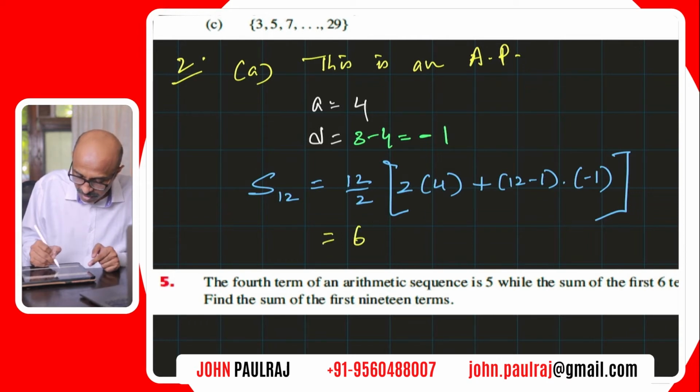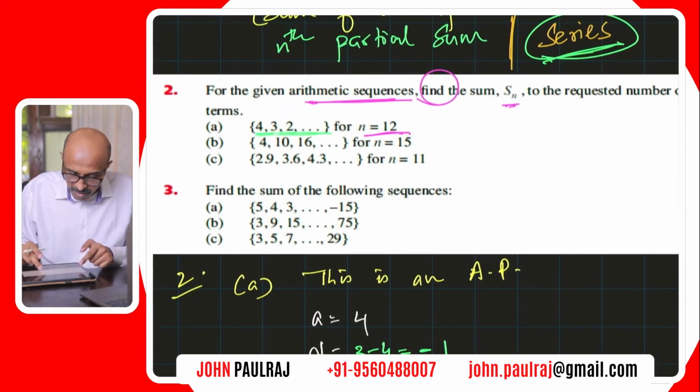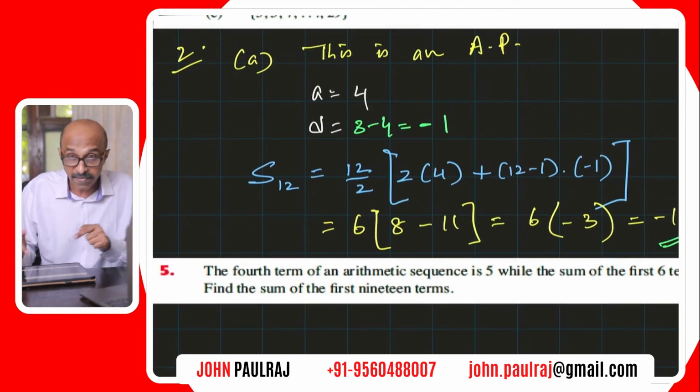You'll get this as 6, and 4 times 2 is 8, plus 11 times negative 1, so it should be negative 11. And then with further simplification, this is 6 times negative 3, which means the sum of the first 12 terms of this arithmetic progression is negative 18.